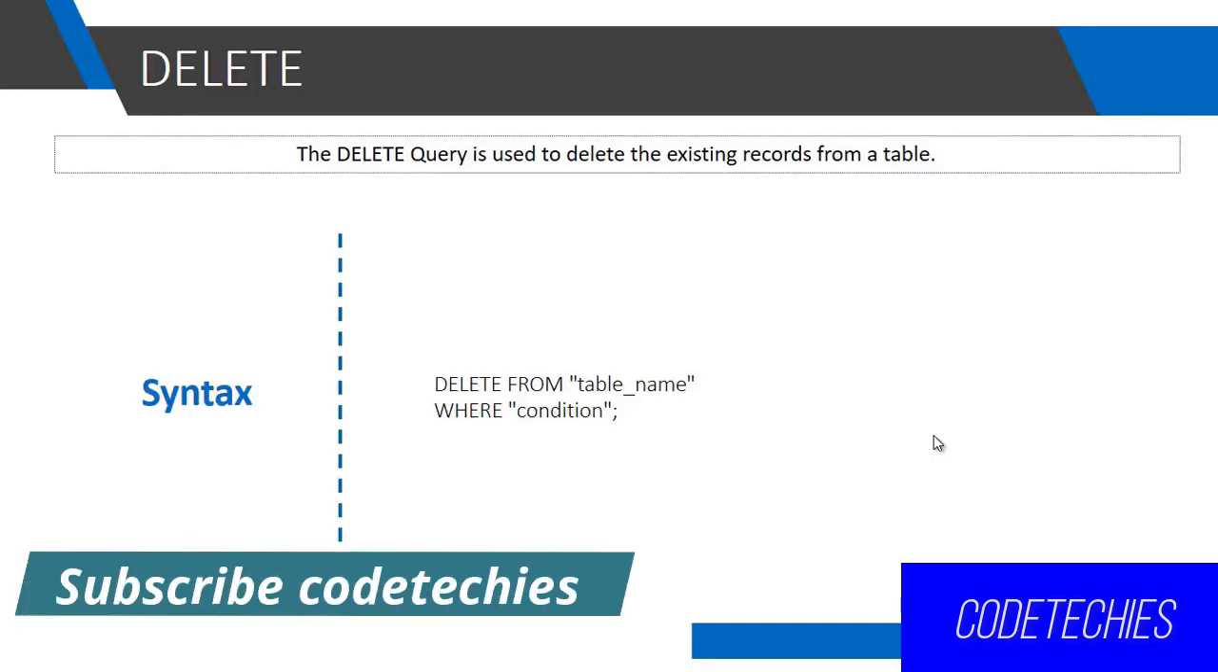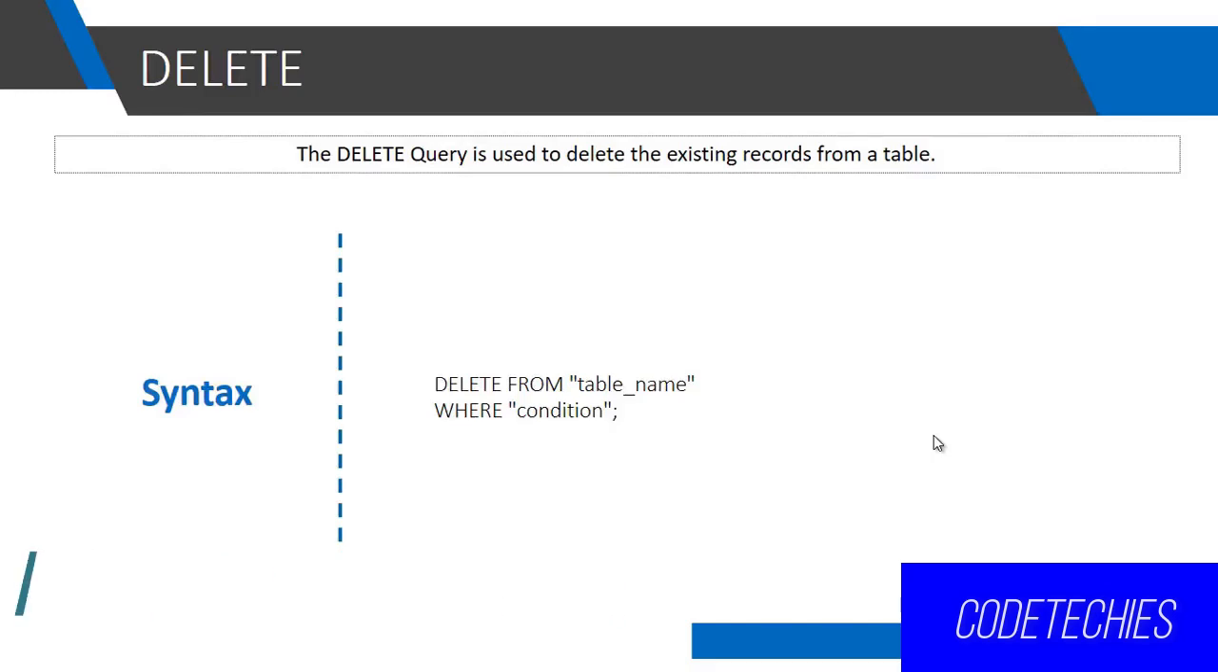In the last video, we learned how to update rows in a table. Now let us see how to delete one or more rows from a table. To delete rows, delete query is used. The syntax of delete query is delete from, mention the table name, and then give the condition for the rows to be deleted. Condition will be given again using the where clause. Let us see some examples.